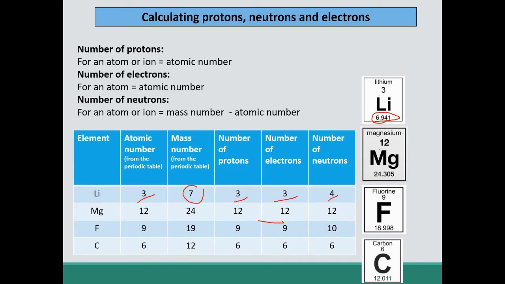For magnesium, it's got an atomic number of 12. And so that means it's got 12 protons. The atom will have 12 electrons, and it's got a mass number of 24. We get that off the periodic table.